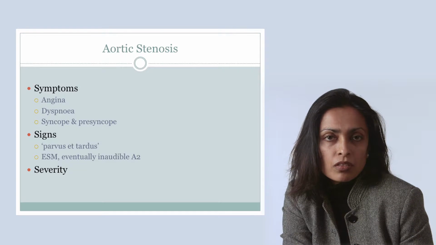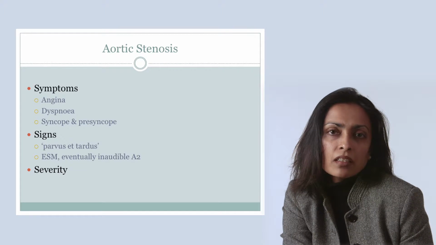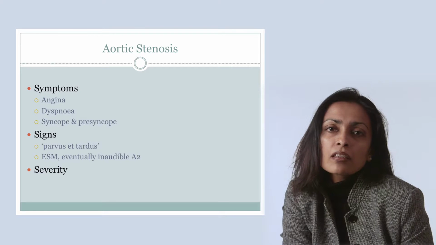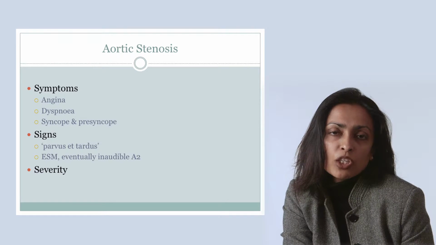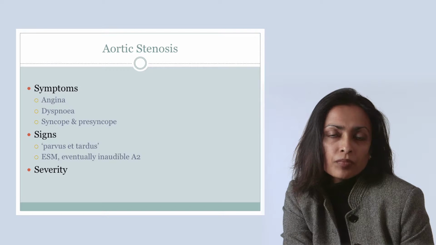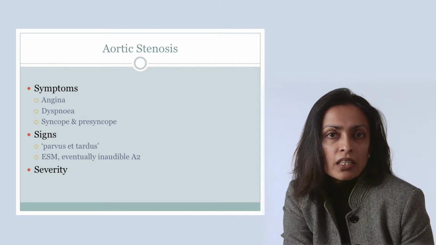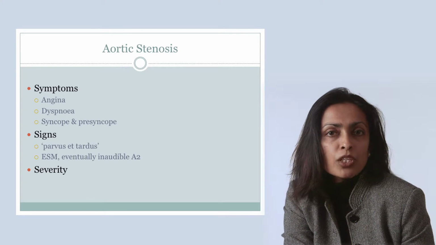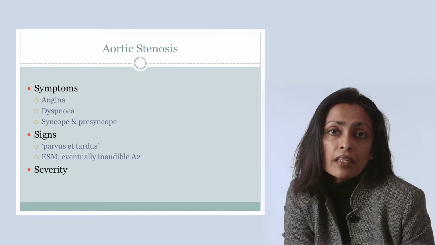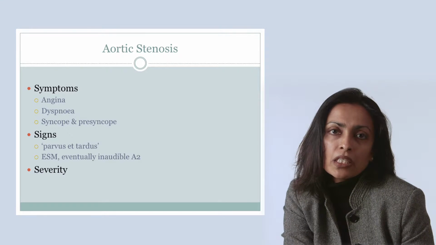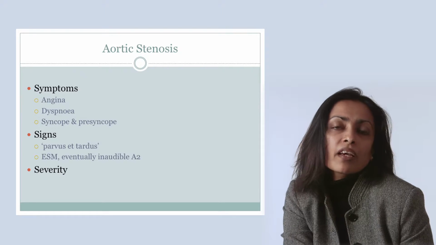Symptoms of aortic stenosis include angina, dyspnea, and syncope. Signs are a slow rising pulse and an ejection systolic murmur. The signs of severity, as evaluated by clinical examination, have been shown to correlate poorly with actual severity documented at echocardiography or in the catheter laboratory.